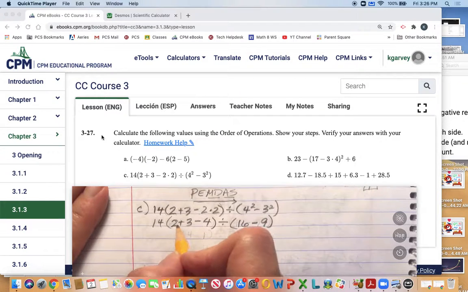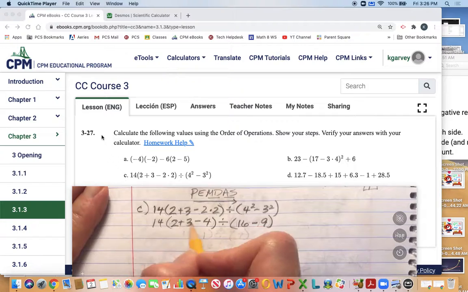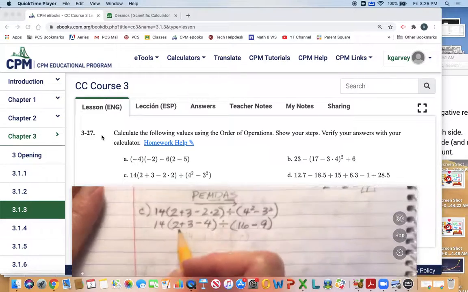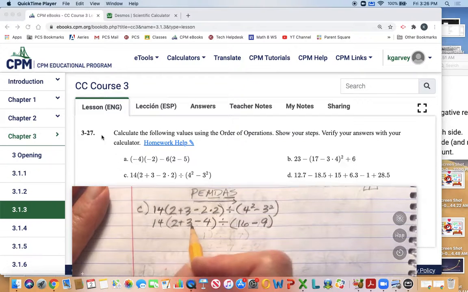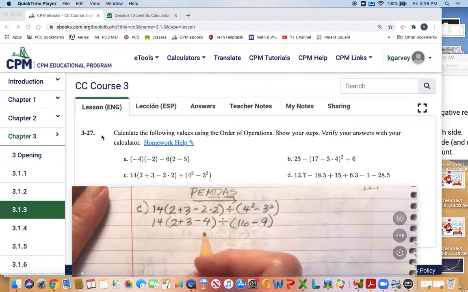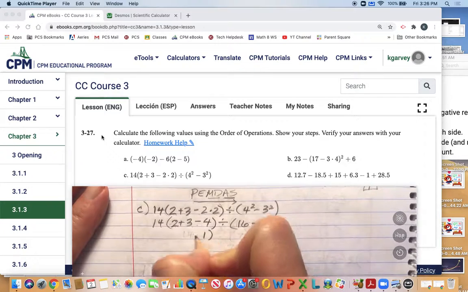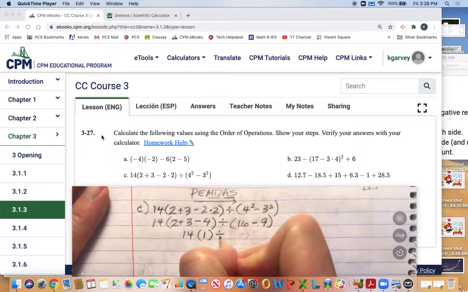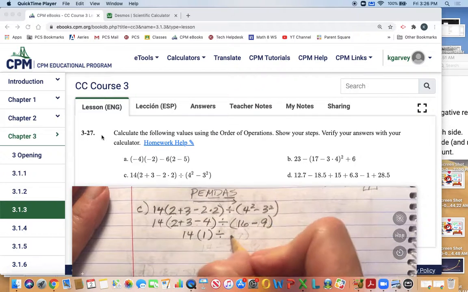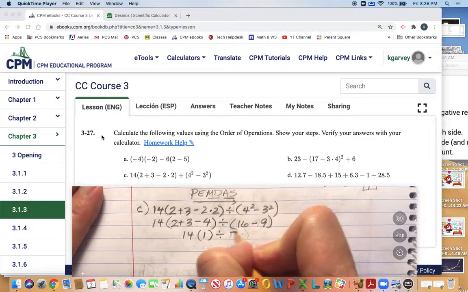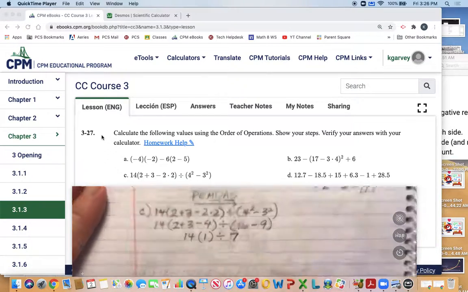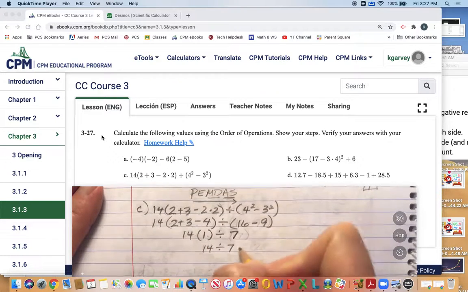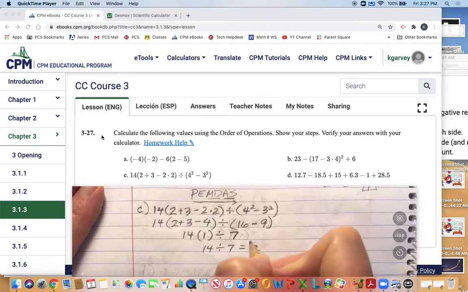But now we can just take it left to right, because this is plus and minus, and we know that addition and subtraction is equal. So left to right, 2 plus 3 is 5, minus 4 is 1. So that leaves 1 times that 14. And then divided by 16 minus 9 is 7. All right, 14 times 1 is just 14. So this ends up being 14 divided by 7, which is equal to 2.